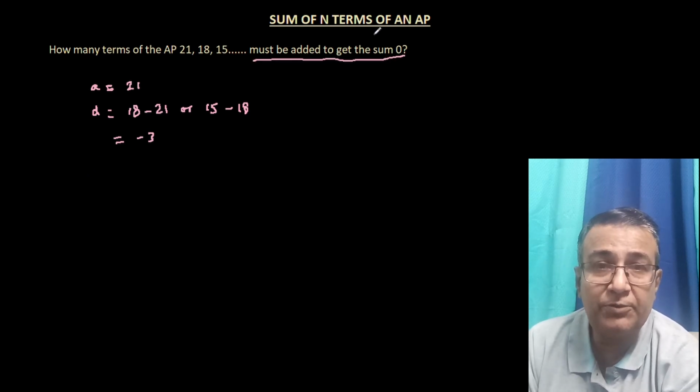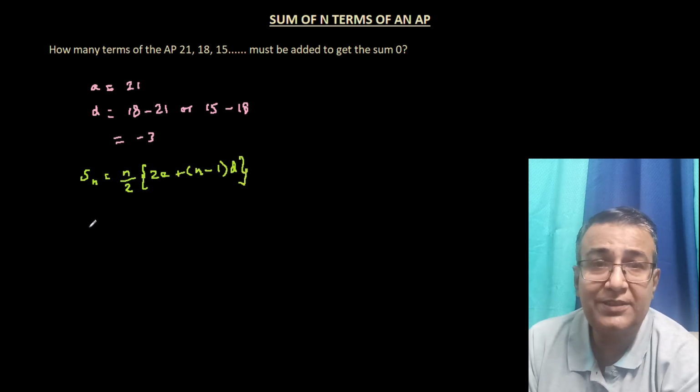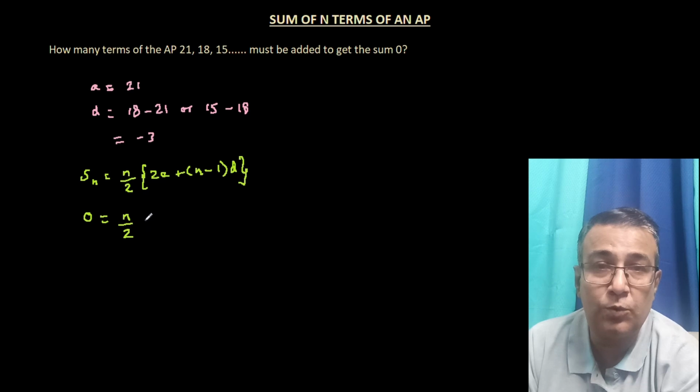Now the question says how many terms must be added together to get the sum equal to 0. So the formula for the sum of n terms is S of n equals n upon 2 times 2a plus n minus 1 times d. Now we know that the sum of n terms in this AP is equal to 0 because that is given in the question, so we'll put that here. We'll plug in the other values too. N we don't know yet, so we will take n as n only. That gives us n upon 2 times 2a. Since a is equal to 21, it becomes 2 times 21 plus n minus 1 times the common difference, which is negative 3.